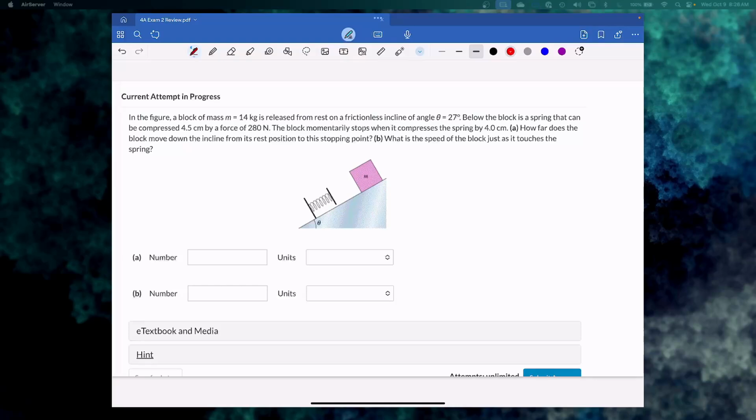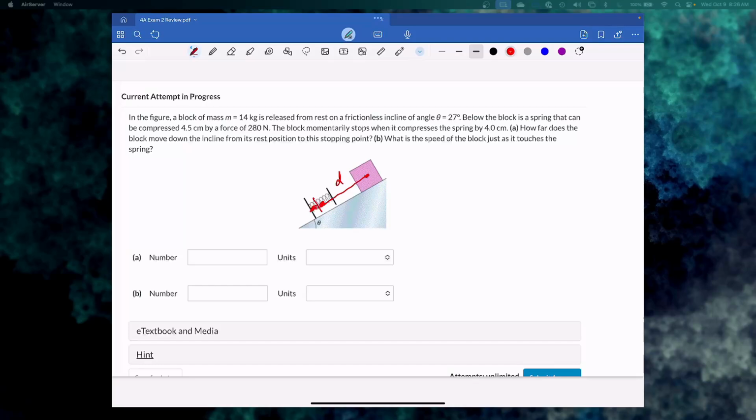What are they asking me to do? A, how far does the block move down the incline from its rest position to its stopping position? So this is like where it starts, and then it's going to come down and it's going to compress this spring, isn't it? So they want that distance right there. I'll call that distance D. So that's what they want for part A.